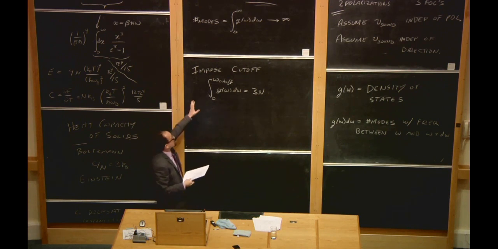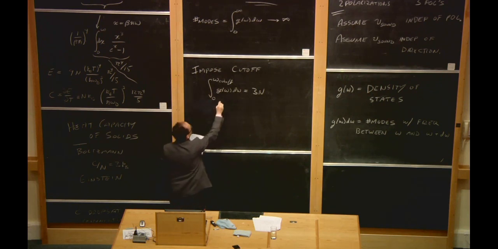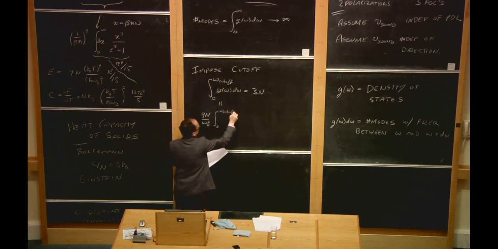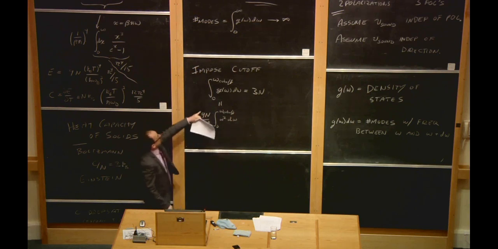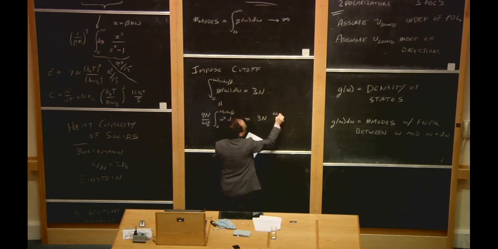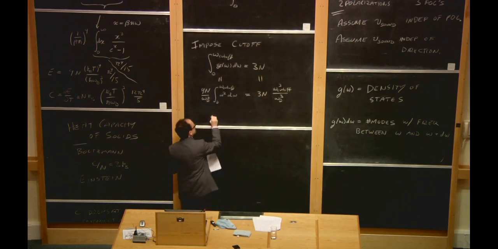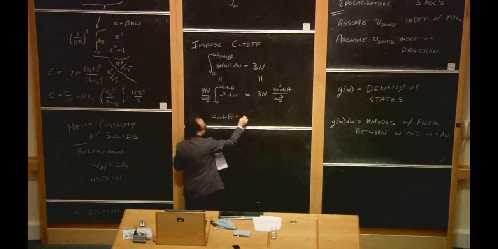First thing we need to do is figure out what this cutoff frequency is going to be, such that it gives us exactly 3N modes. So let's calculate this. We plug in g of omega here. There's a 9N over omega Debye cubed, integral 0 to omega cutoff, omega squared d omega. I just plugged in g of omega there. And then let's do that integral, and we get 3N omega cutoff cubed over omega Debye cubed. And we want this to equal 3N. And in order for that to be true, we better choose omega cutoff equal to omega Debye.